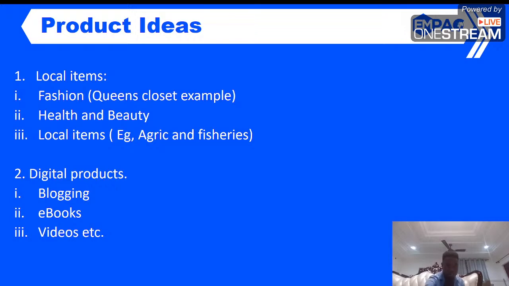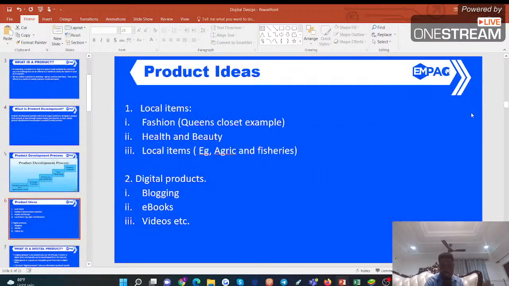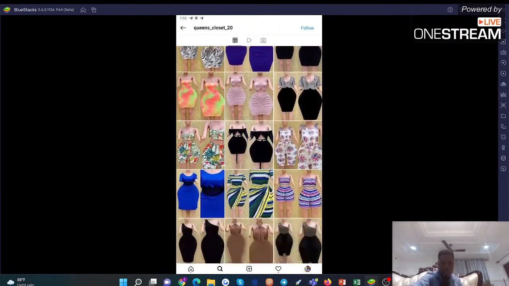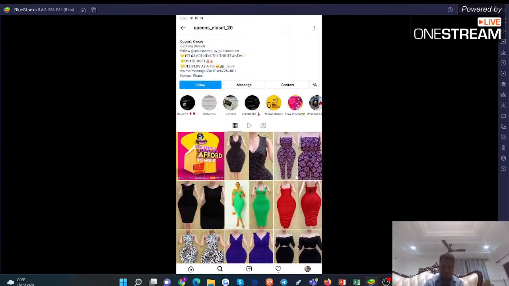I want to give an example, which is an e-commerce platform, Queen's Closet. So this is Queen's Closet 20 on Instagram. This person started selling female outfits in 2020 during the COVID lockdown. That is when the person started. Now, there are so many thrift sellers on the internet, on social media, Facebook.